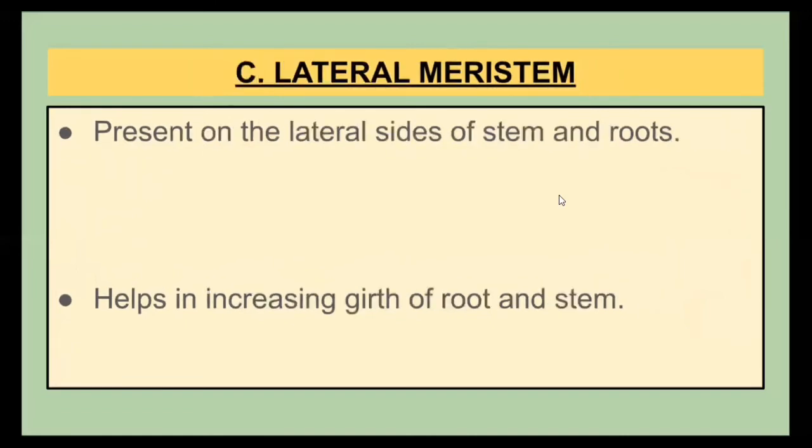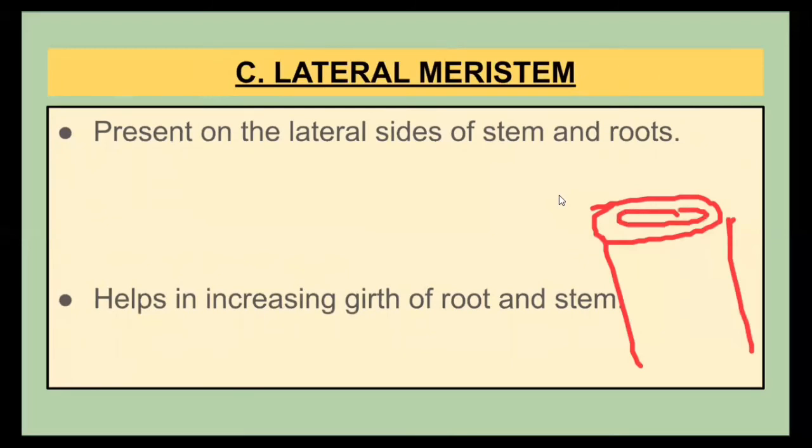Lateral meristems. Lateral meristems are present at the lateral sides of the stem and roots. They help in increasing the girth of root and stem. So, if this is the stem, then these are the lateral meristems. Or if we consider this as a cut stem or a trunk, then the lateral meristems are found in this way.